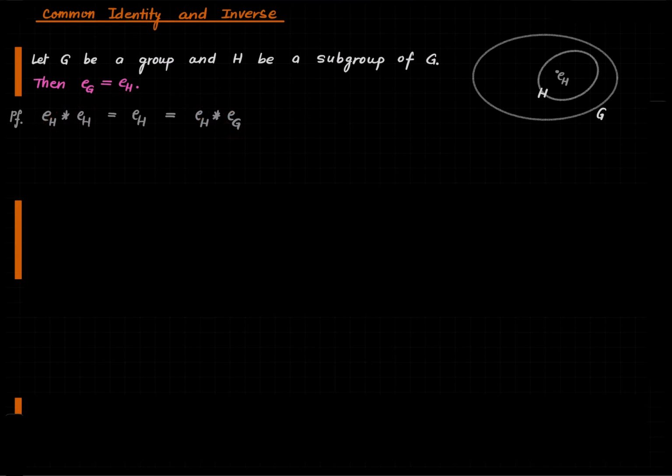So let me just write down that step. So this implies in particular that EH times EH is EH times EG, which by the cancellation property gives us that EH equals EG. Make sure you understand all the subtleties that are present in this argument. Not very much, I mean, there is not much subtlety, but definitionally there are some.